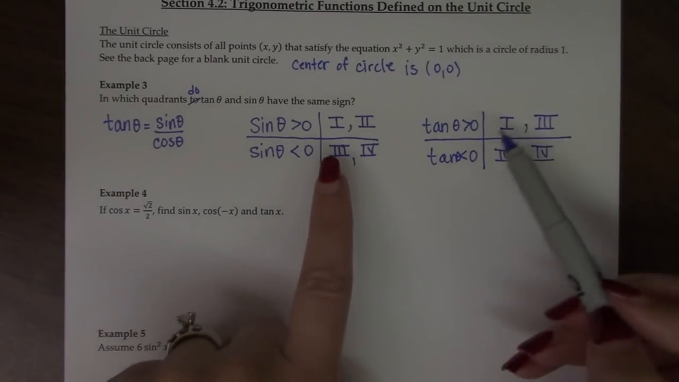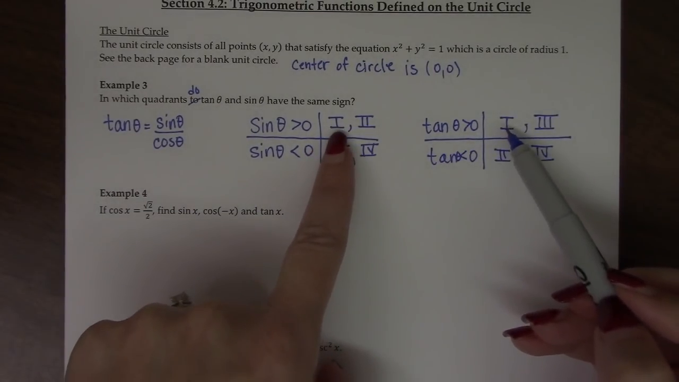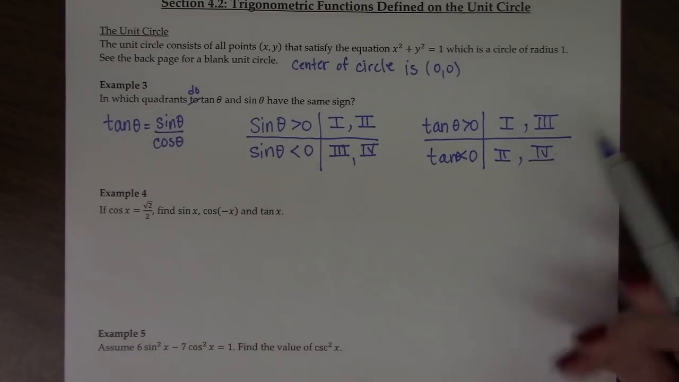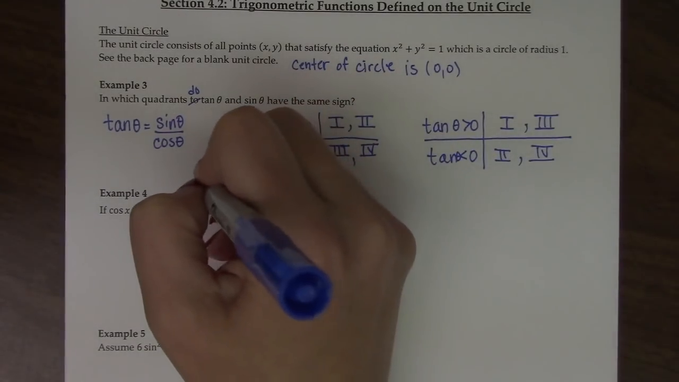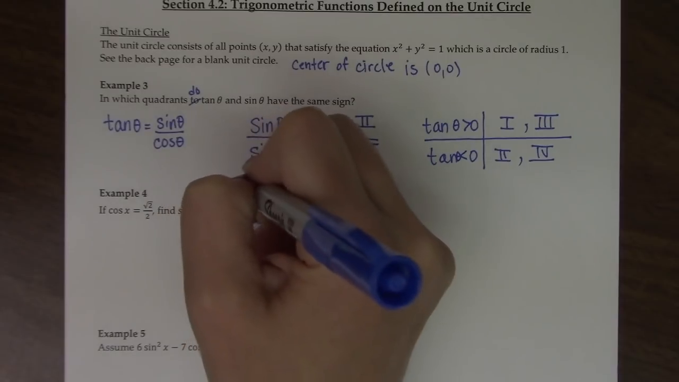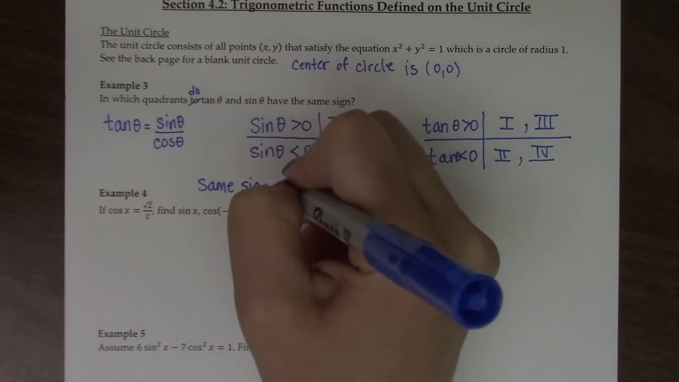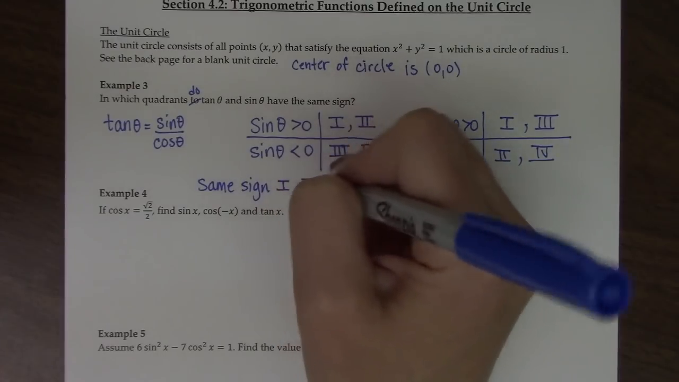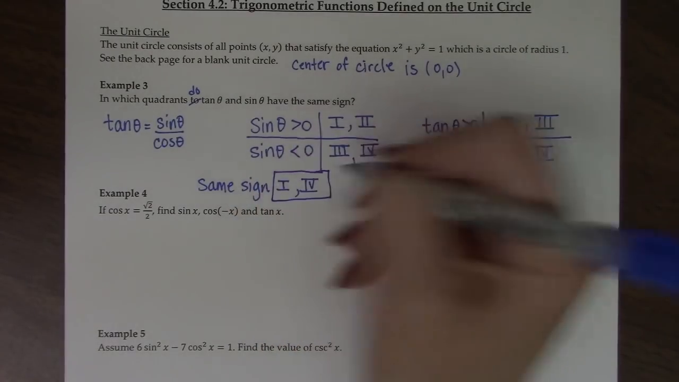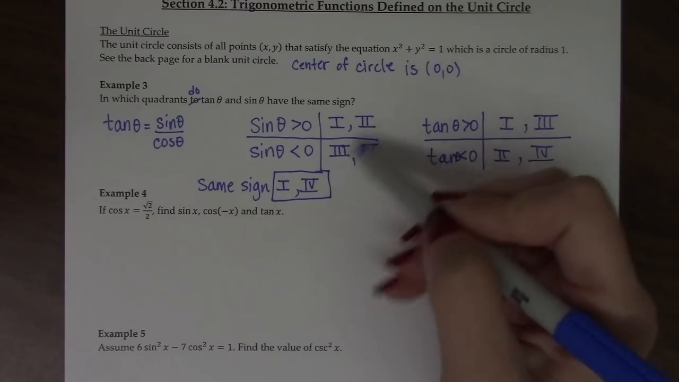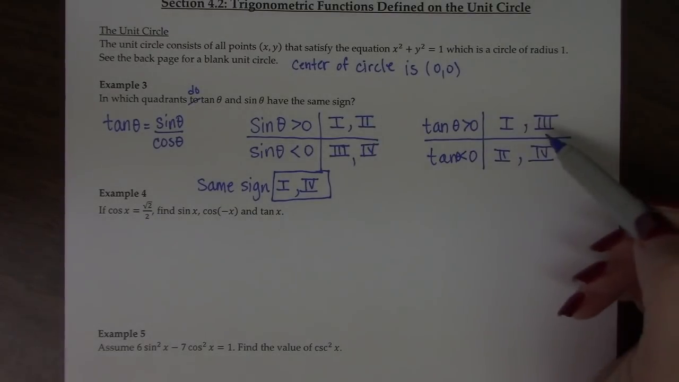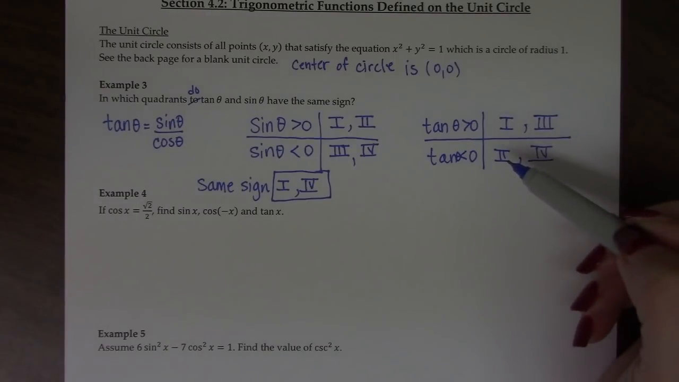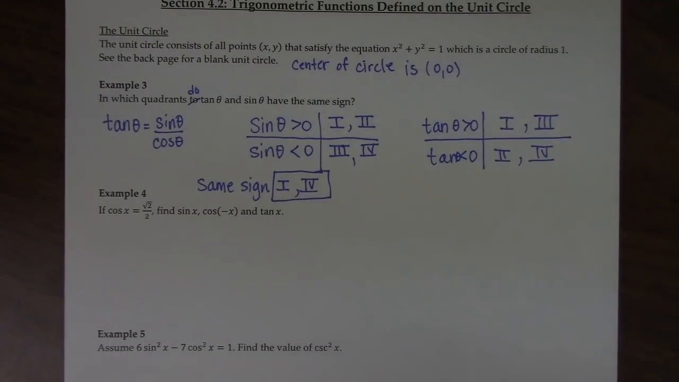So now if we compare these tables, they're both positive in quadrant 1, and they're both negative in quadrant 4. So they have the same sign in quadrants 1 and 4. In 3 and 2, they don't match up, right? Sine's positive, but tangent is negative in quadrant 2, so they have the opposite signs.